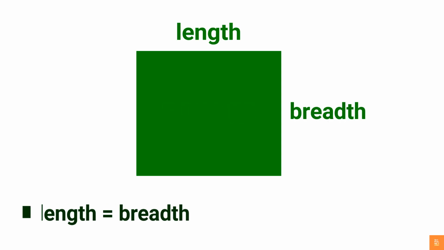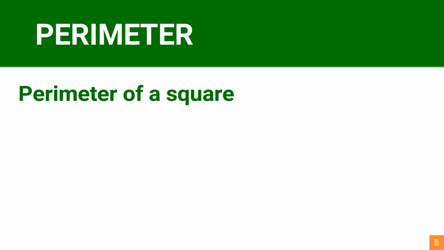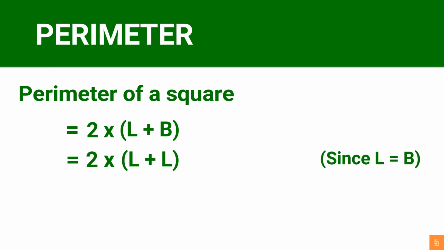Now consider the case of a square. What about its perimeter and area? You know, for a square figure, length and breadth are equal. L is equal to B. The formula can be written as perimeter is equal to 2 into (L plus B) equals 2 into (L plus L). That is equal to 4L.